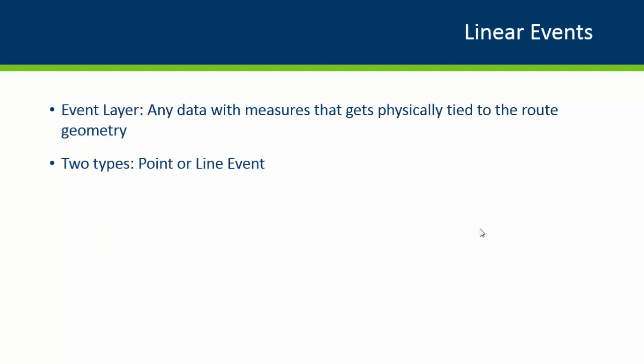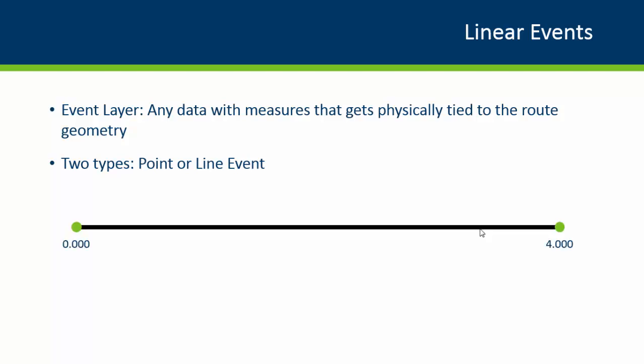A linear event is tabular data referenced to the underlying network of lines through measurements along the route. Put simpler, an event layer is any tabular data with measures that gets physically tied to the route geometry. There are two types of linear events: point events and line events.